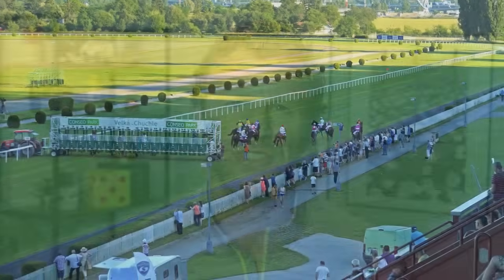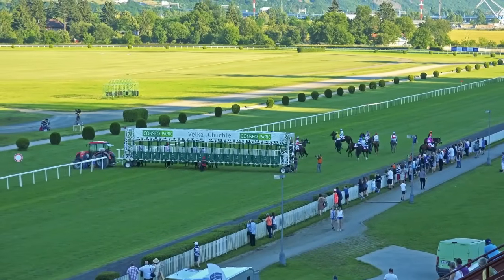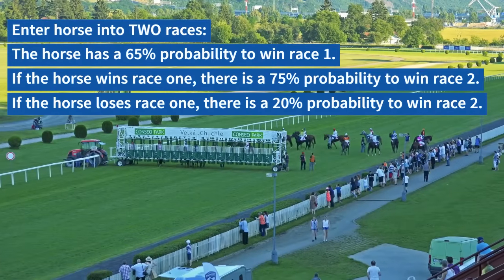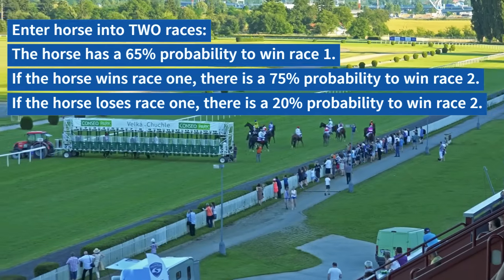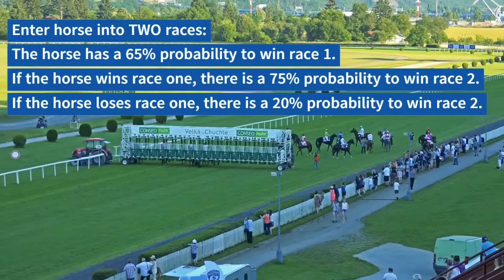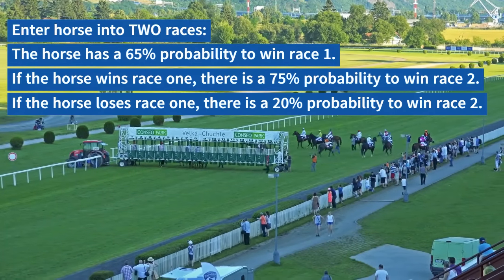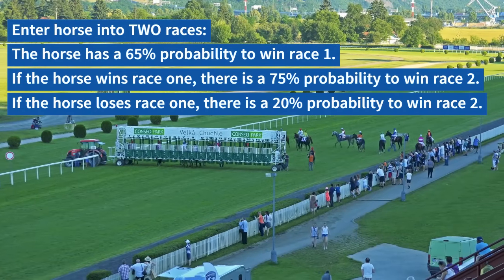This first example of a random variable and creating a probability distribution for it involves horse racing. So let's just say that you own a racehorse and you're going to enter that racehorse into 2 races. Now here's what we know. The probability the horse wins the first race is 65%. If the horse wins the first race, the probability it wins the second race is 75%. However, if the horse loses the first race, the probability it wins the second race is 20%.